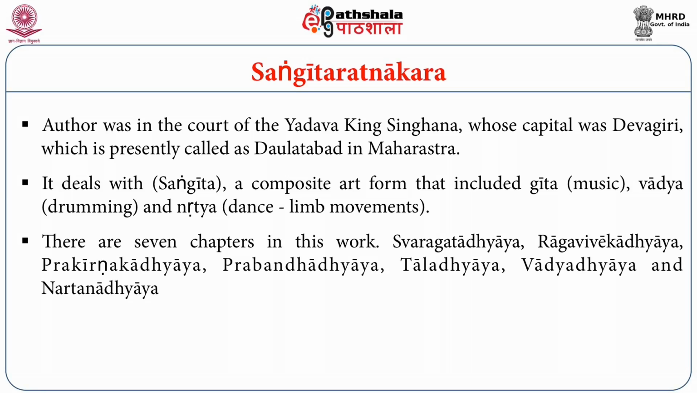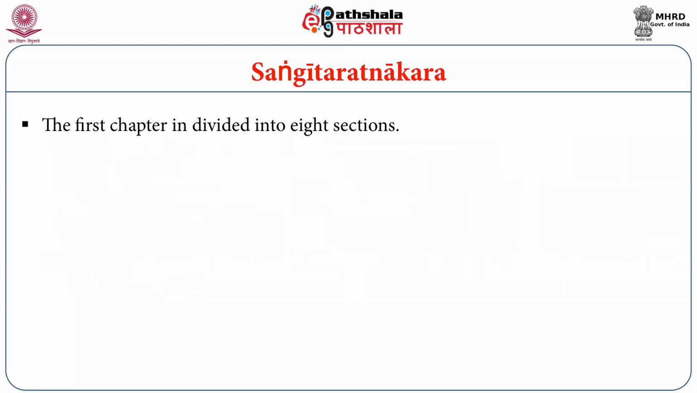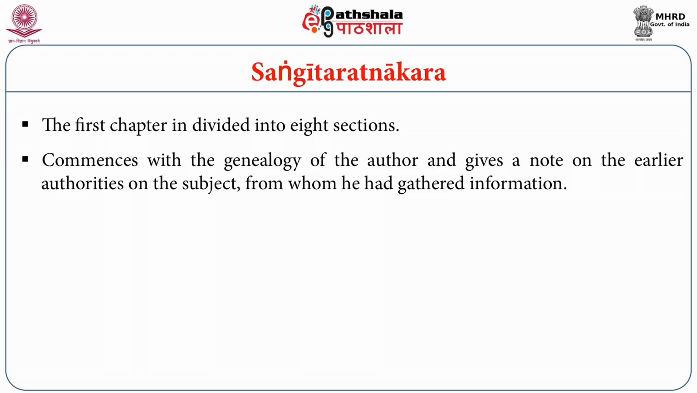There are basically 7 chapters in this work: the Swaragatadhyaya, Ragavivekadhyaya, Prakiranakadhyaya, Prabandhadhyaya, Ragadhyaya, Taladhyaya, Vadyadhyaya, and Nartanadhyaya. The first chapter is divided into 8 sections. It commences with the genealogy of the author and gives a note on the earlier authorities on the subject from whom he had gathered information. So this is also important information for us when he says that so and so I have referred to and so I am presenting in this way. So he is very clear about his presentation.